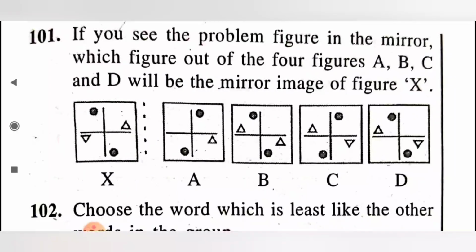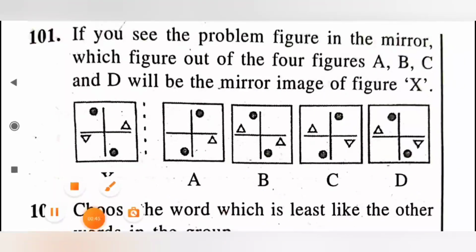Now we shall discuss the previous year question paper, 2019, class 6th, intelligent quadrant. Question number 101. If you see the problem figure in the mirror, which figure out of the four figures A, B, C and D will be the mirror image of the figure X?